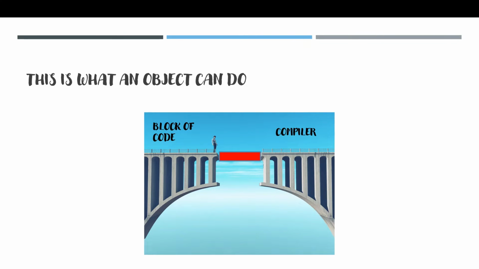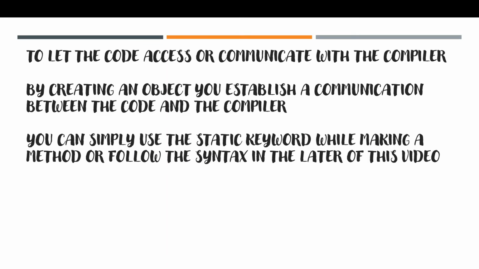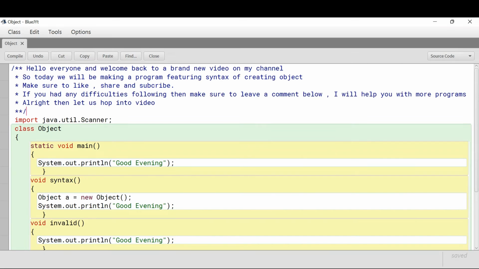So the block of code will be able to access the compiler, or let me say the compiler will be able to access the block of code. So by creating an object, we allow the code to access or communicate with the compiler. By creating an object, you establish a communication between the code and the compiler. You can simply use the static keyword while making a method, or follow the syntax in the later part of this video to make an object.